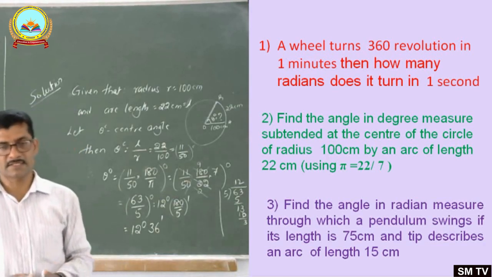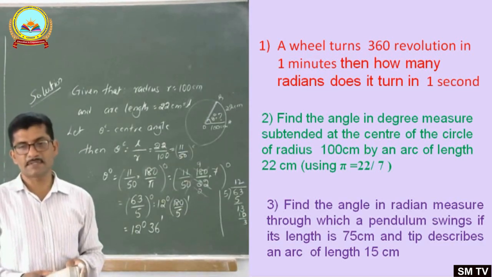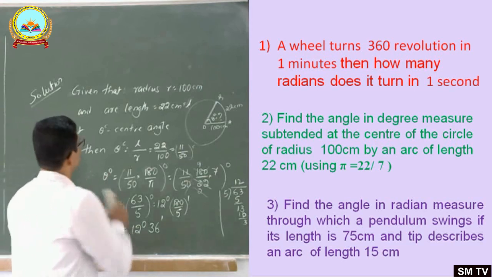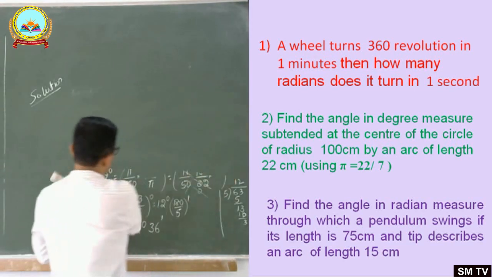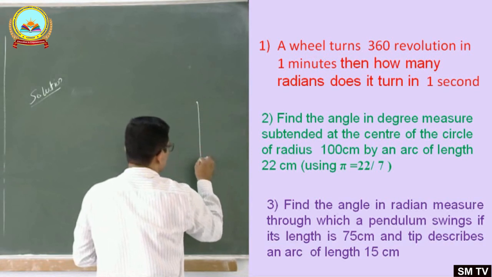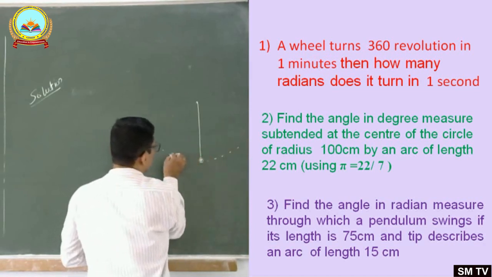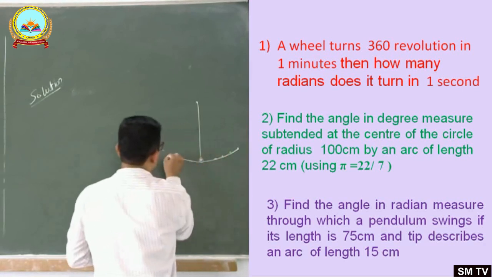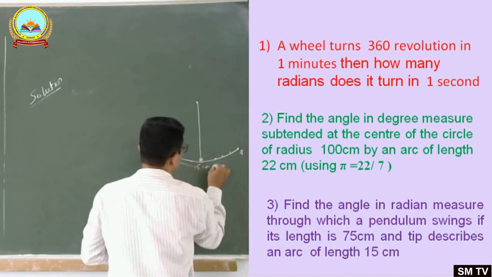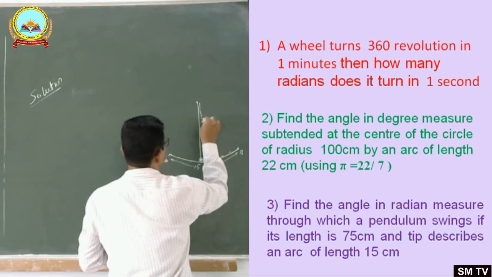Find the angle in radian measure through which a pendulum swings, if its length is 75 centimeters and the tip describes an arc of length 15 centimeters. Find the angle in radians, not degrees. The pendulum swings in a circular path, so it describes an arc of a circle. Say AB is an arc of a circle whose length is 15 centimeters, and the length of the pendulum is 75 centimeters.